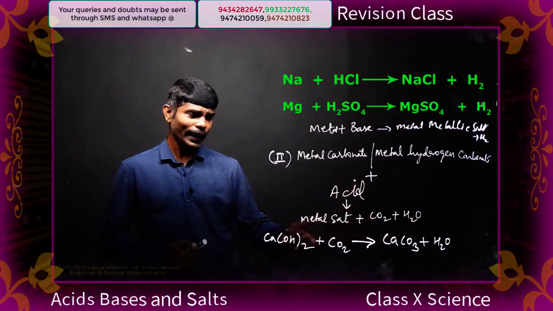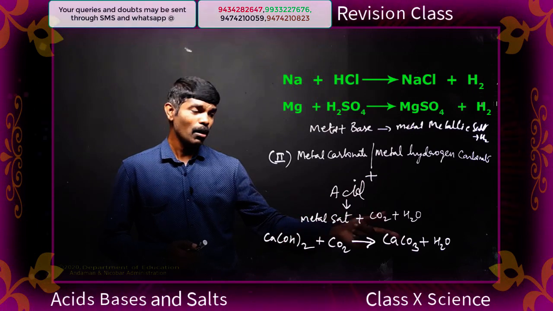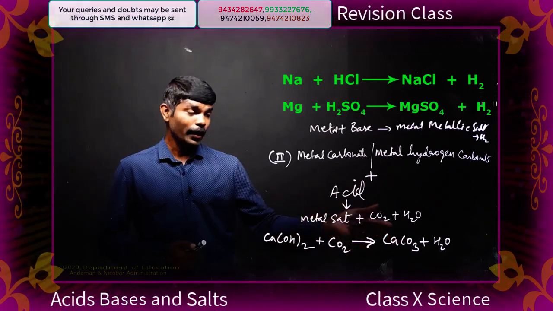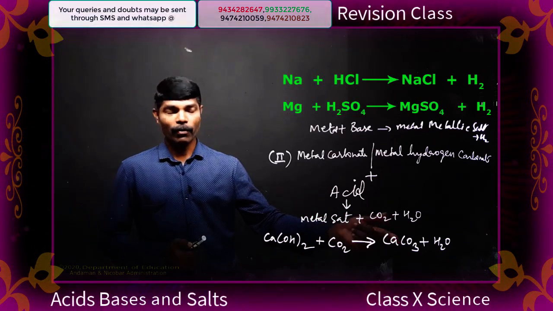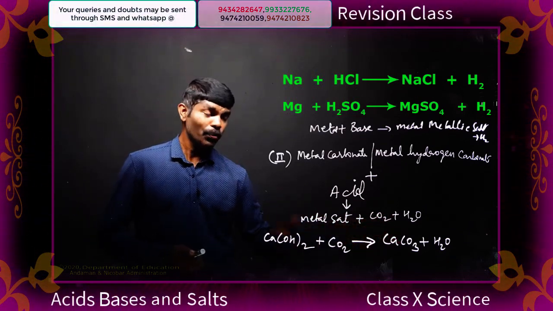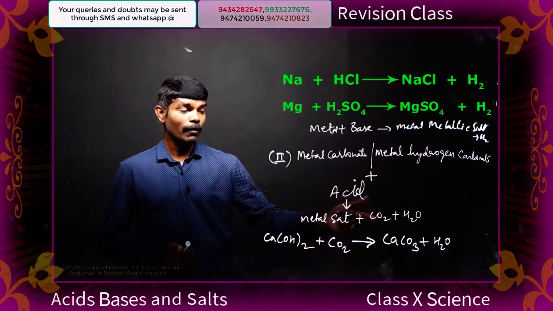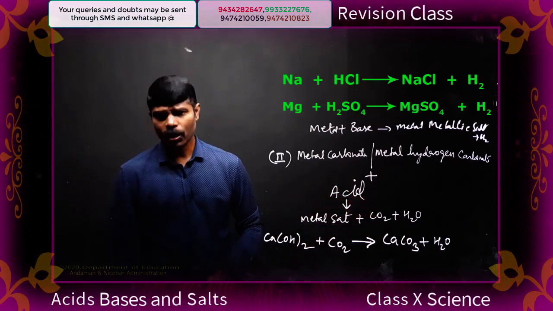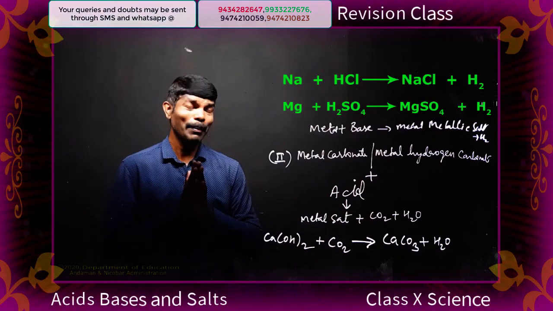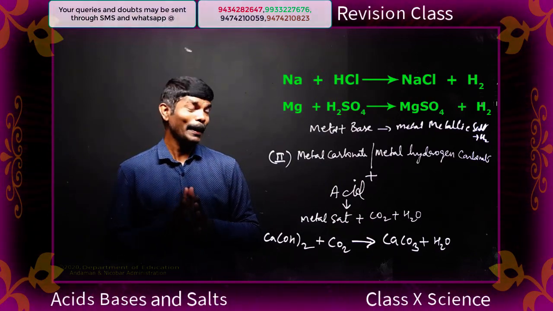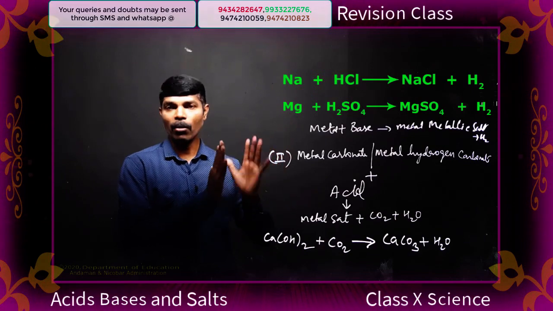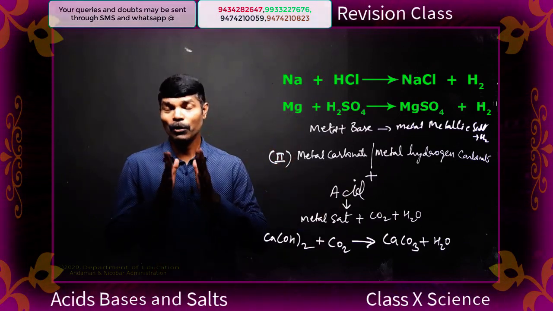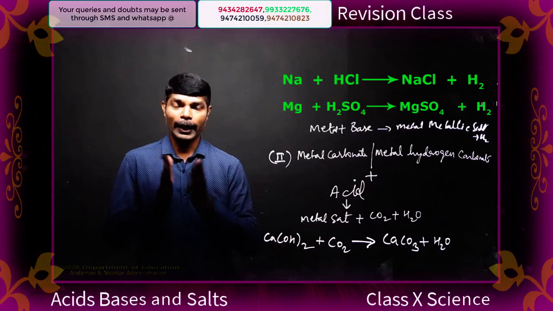No other gas can turn lime water milky; only carbon dioxide changes lime water into calcium carbonate, that is a white precipitate. So this way we can confirm the evolution of carbon dioxide gas in this equation. These are the most important chemical properties of acids and bases. This is already there in your textbook. Practice all these chemical equations, which you will find very useful in the examination.